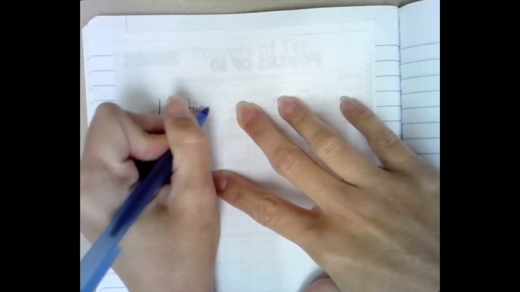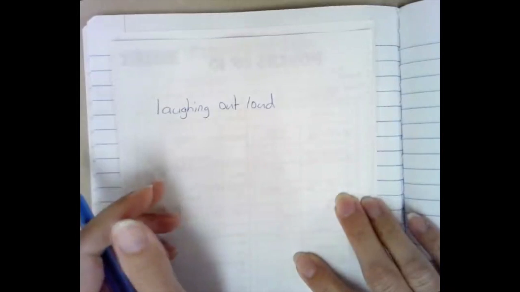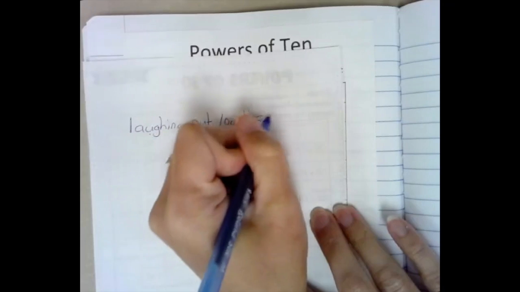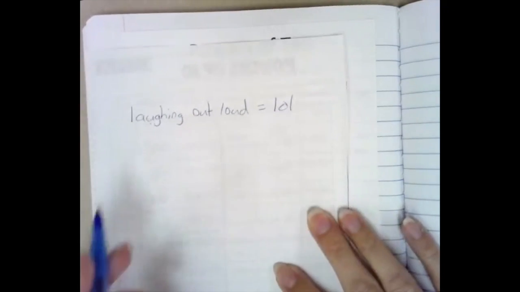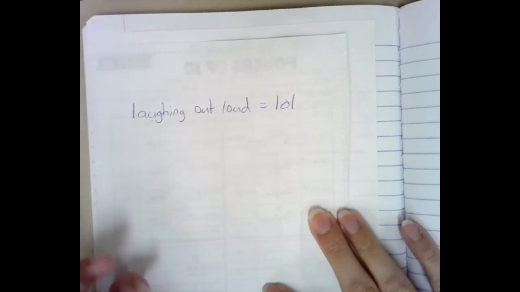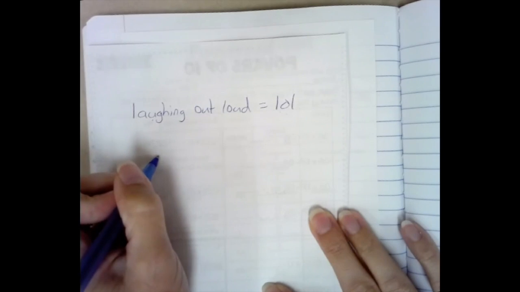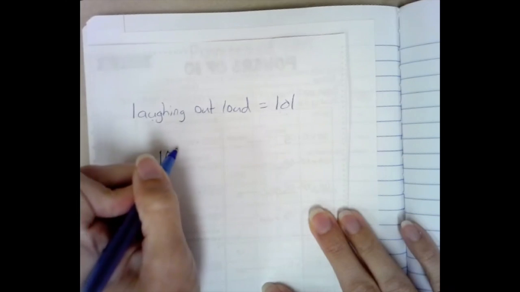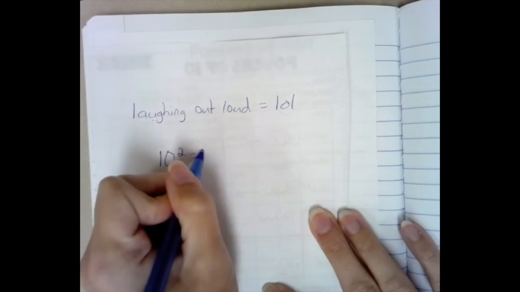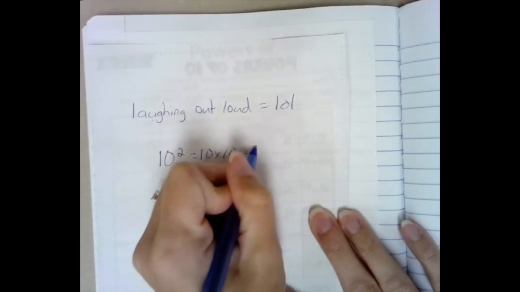So laughing out loud. I'm sure whenever you text someone that you're laughing out loud, you don't write out the words laughing out loud. You probably write LOL. Okay? So that's a shorter way to write laughing out loud. That's what we're going to look at for powers of 10. It's a shorter way to write something. So I'm going to give you 2 examples before we actually start our notes. 10 to the second power is a shorter way to write 10 times 10. And we should all know that 10 times 10 is 100.